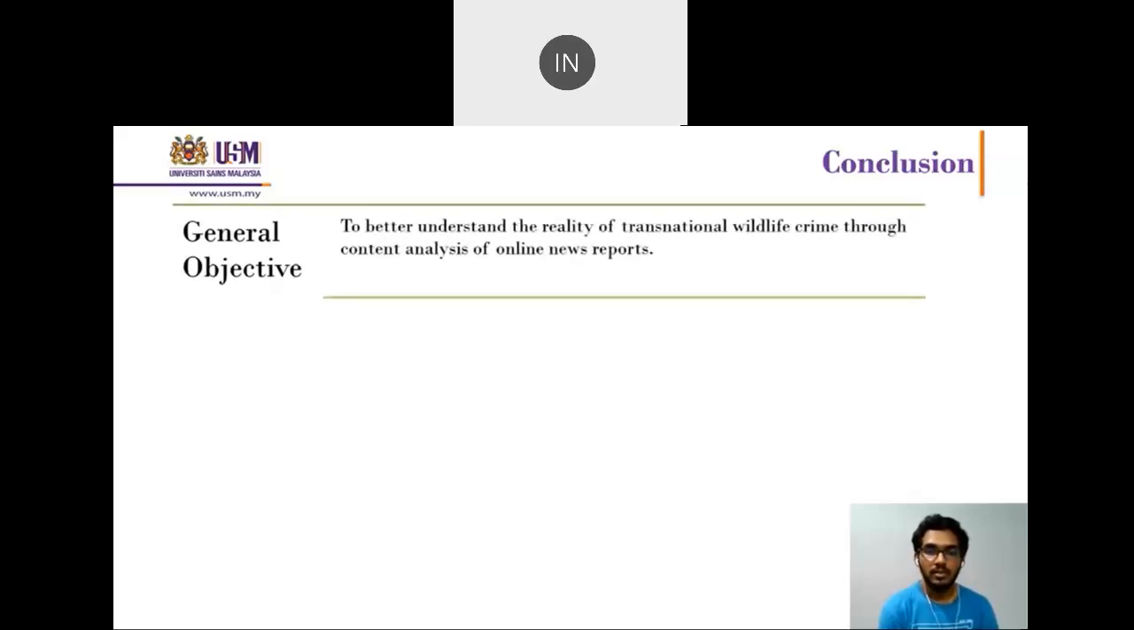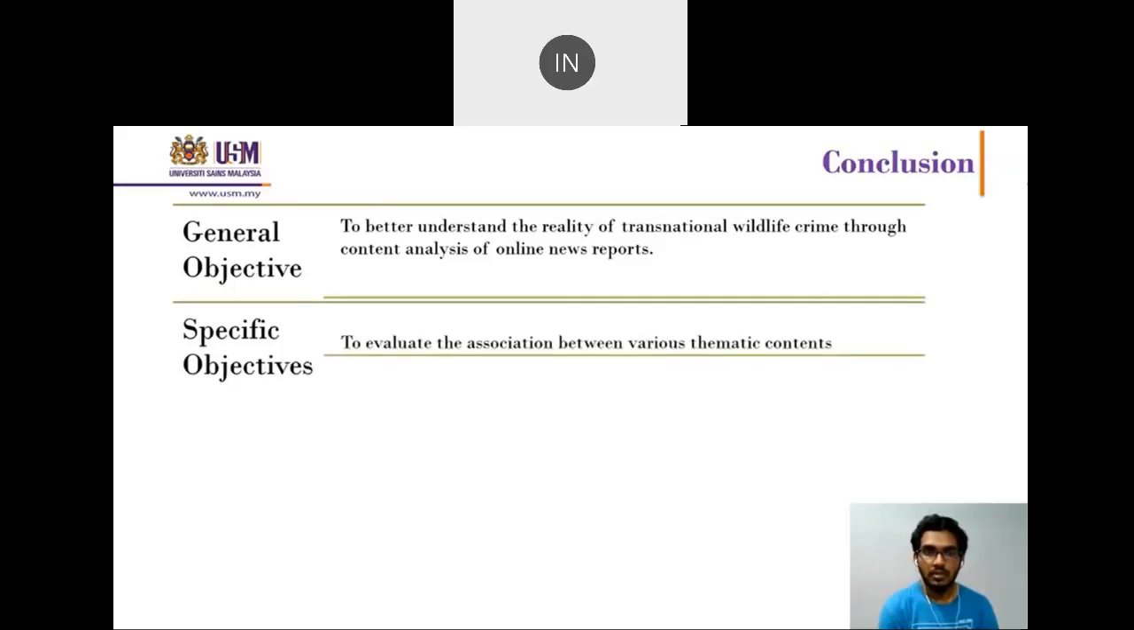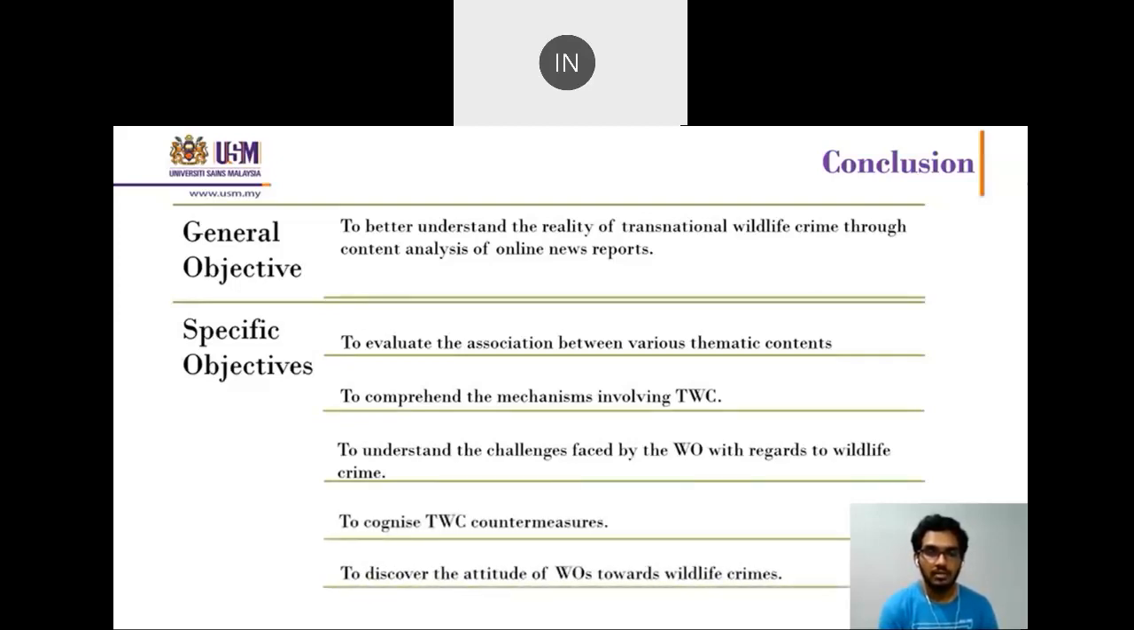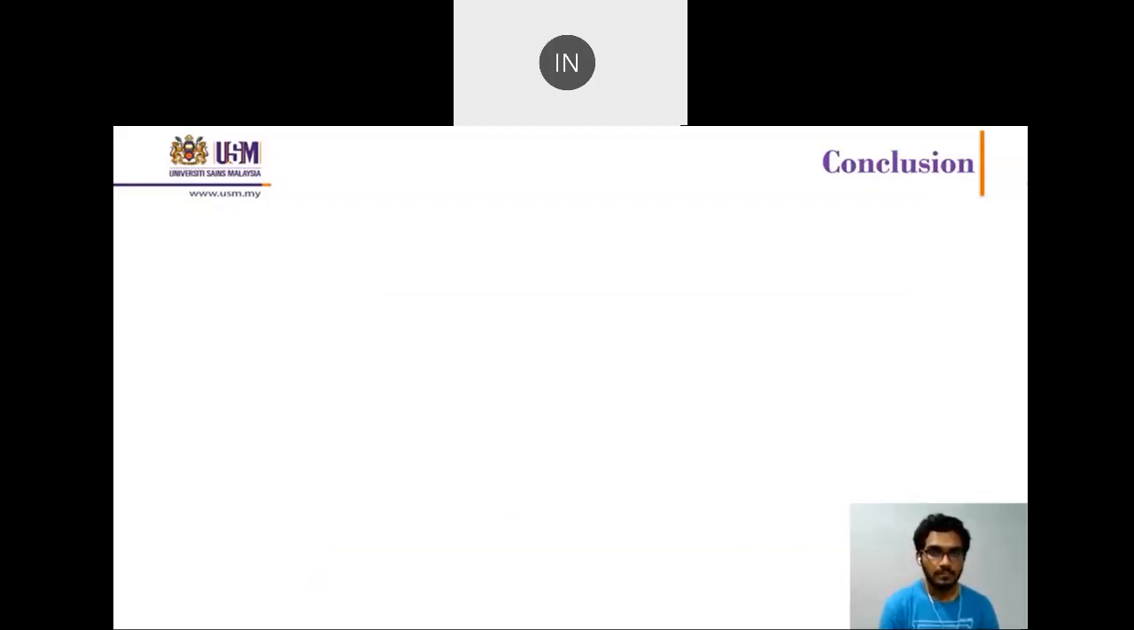The general objective of this study, which is to better understand the reality of transnational wildlife crime through content analysis of the online news reports, was achieved. As for the specific objectives, the association between various thematic contents was evaluated, the mechanisms involving transnational wildlife crime were comprehended, the challenges faced by wildlife officers with regards to wildlife crime were understood, the transnational wildlife crime countermeasures were recognized, and the attitude of not only the wildlife officers but also the wildlife crime perpetrators and wildlife product consumers towards wildlife crimes was discovered.